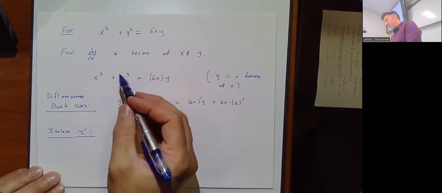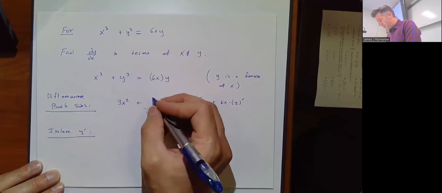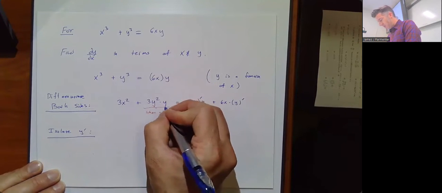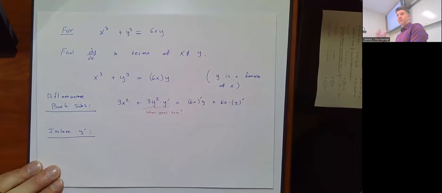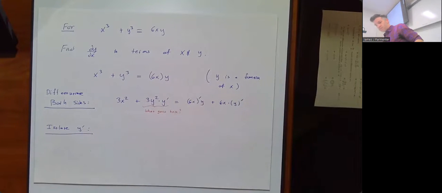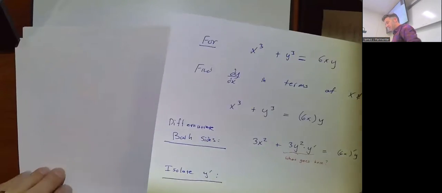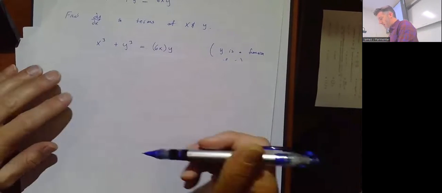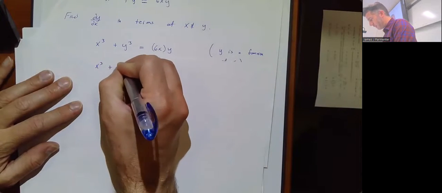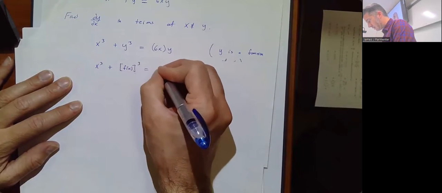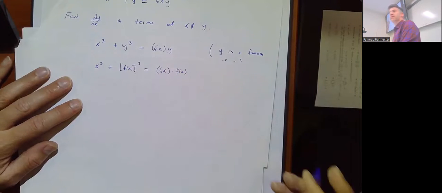On the other hand, when we take the derivative of y cubed, we're going to get 3 times some stuff squared times the derivative of your stuff. I'm thinking of y as more complicated than just x. Y is a function of x. If it helps, you can totally do this. You can say what I really have is the following. I have x cubed plus a function of x cubed equal to 6x times a function of x.